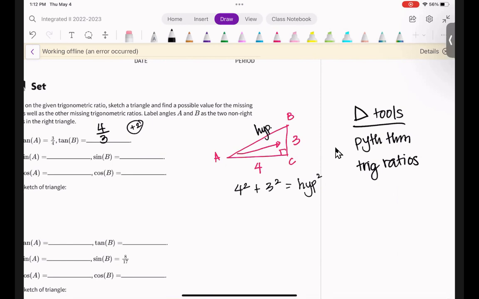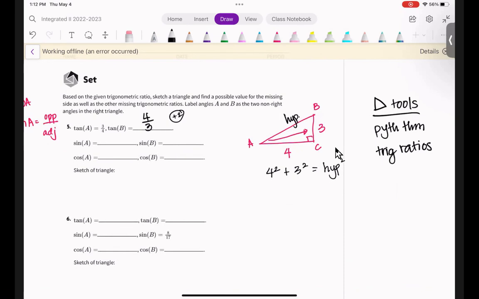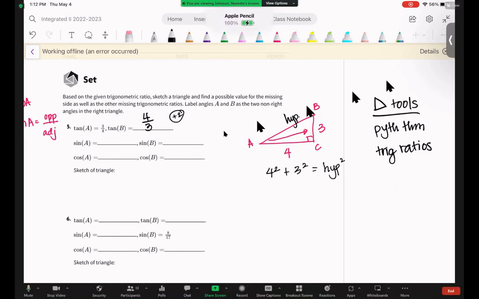And for trig, in order for us to find the hypotenuse, I would need to know one of those angles, and I don't know either angle. Does that make sense? Go ahead and solve this for me real quick.